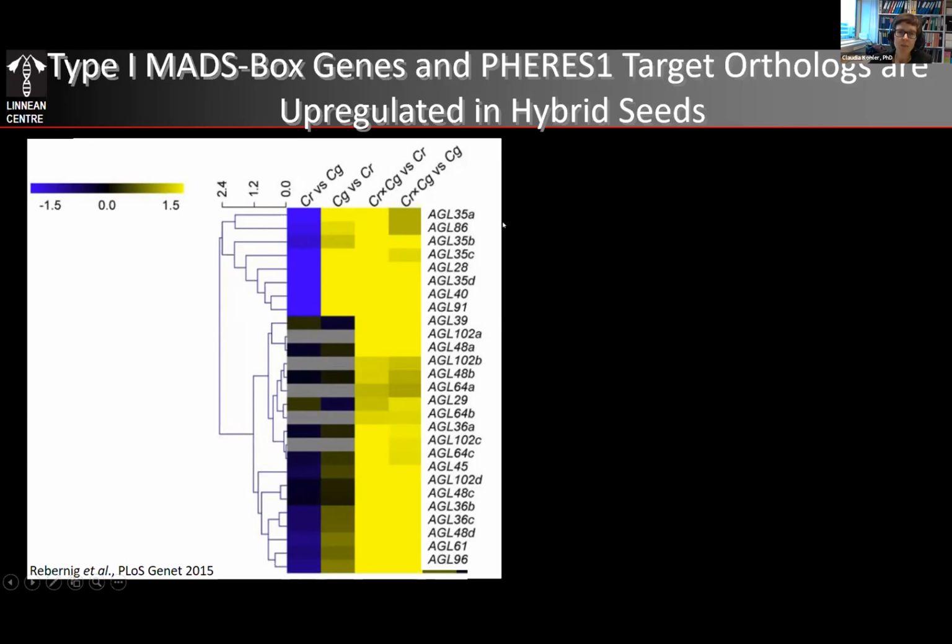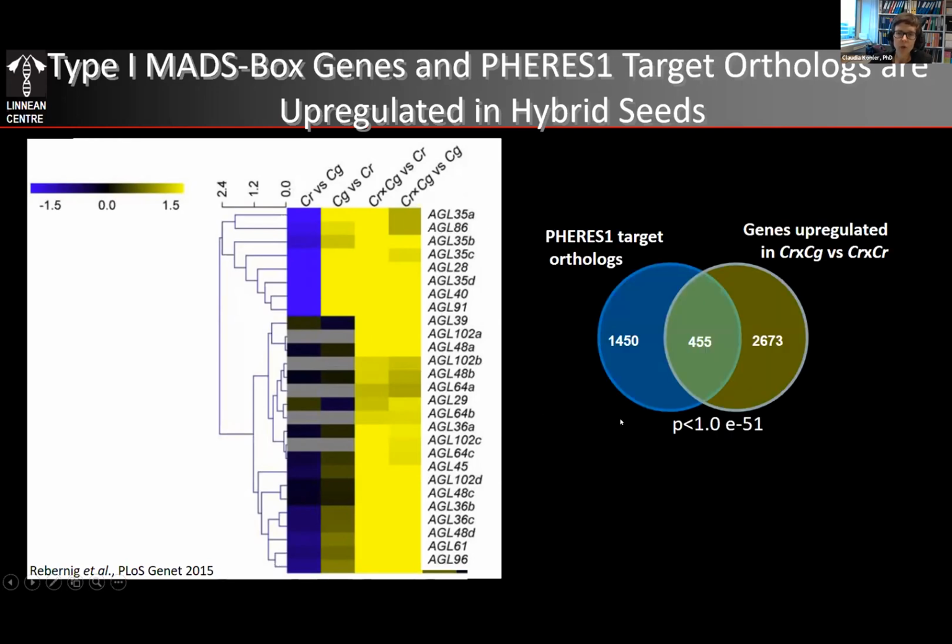When we now ask, is this increased expression of AGLs functionally relevant? We can only do a correlation, but this correlation looks quite promising, I think, because when we tested whether those upregulated genes that we find upregulated in hybrid seeds overlap with target genes of Ferris1 in Arabidopsis, we determined the orthologs of Ferris1 targets in Capsella. And what we see is there's indeed a significant overlap, suggesting that this upregulation of type 1 MADS-box genes in Capsella hybrids has indeed functional consequences.